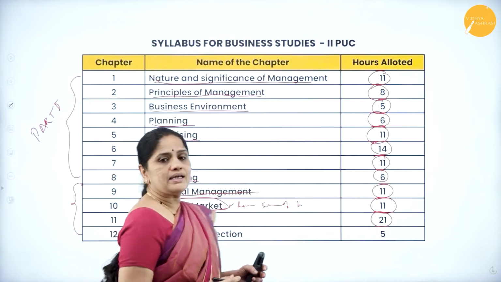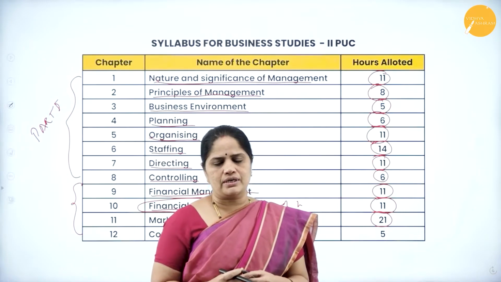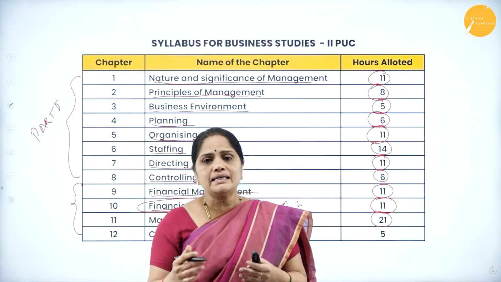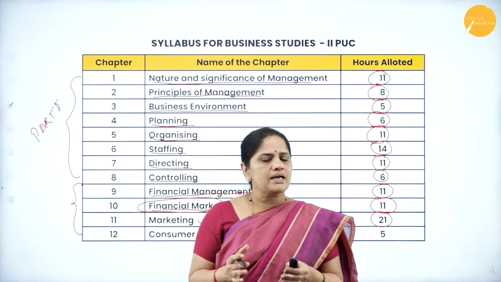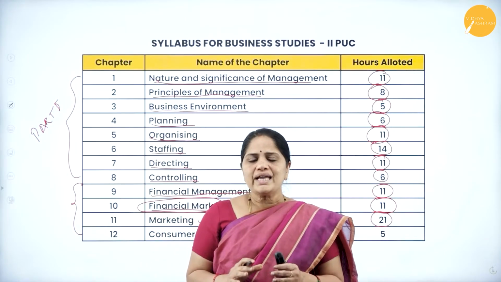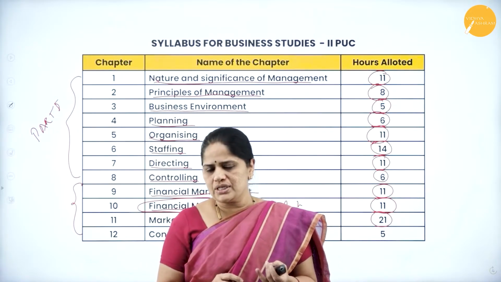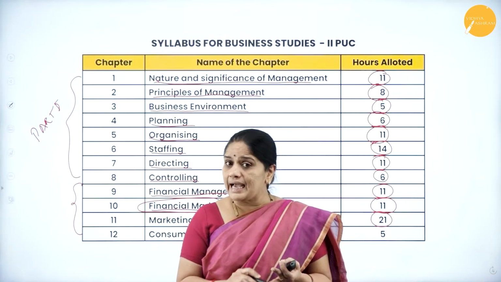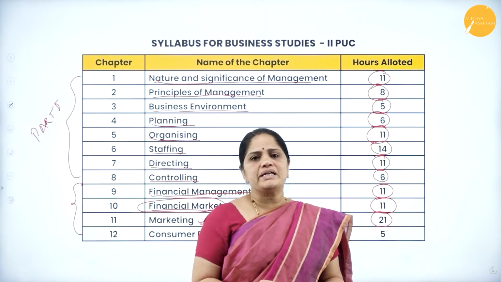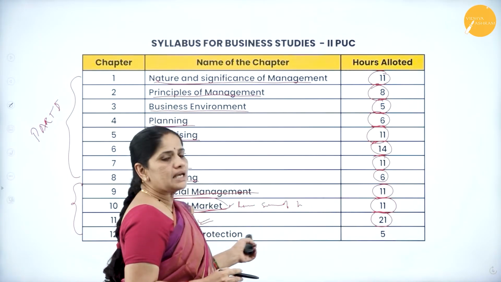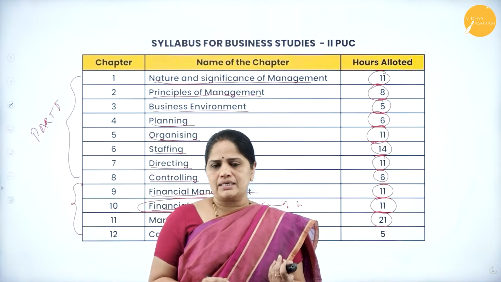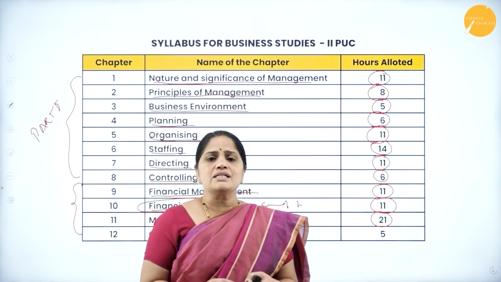Then next one is consumer protection. Who is the consumer? Once you sell the goods to the ultimate user of the goods, he becomes the consumer. Now, consumer protection. Why does the consumer need protection, and what are the various acts under which the consumer needs protection? All these things we will be discussing in this chapter, consumer protection. Why does the consumer need to be protected? We all know that the consumer is the king.